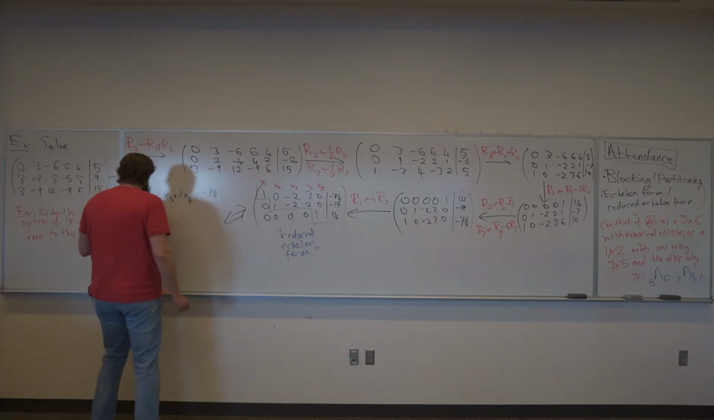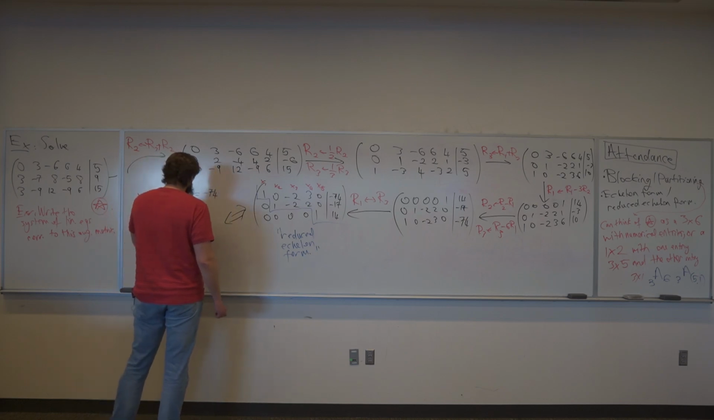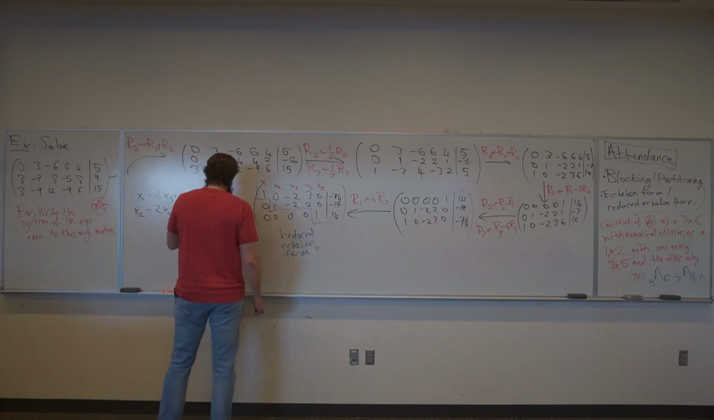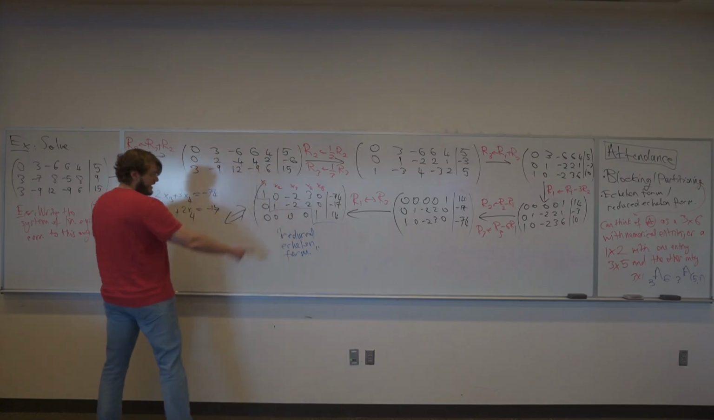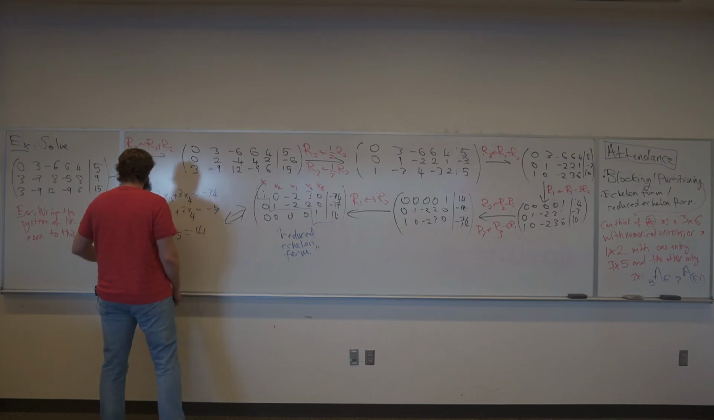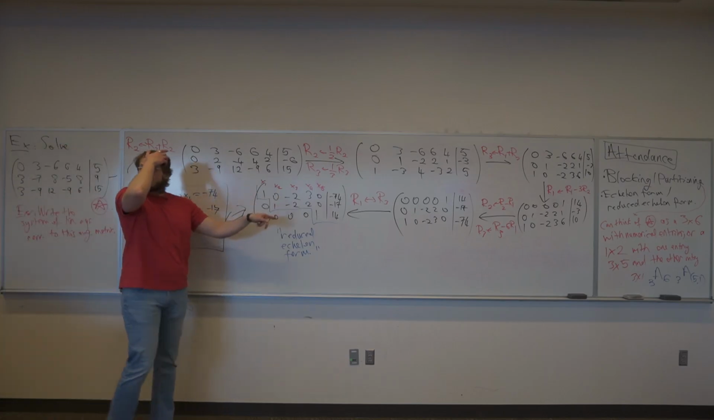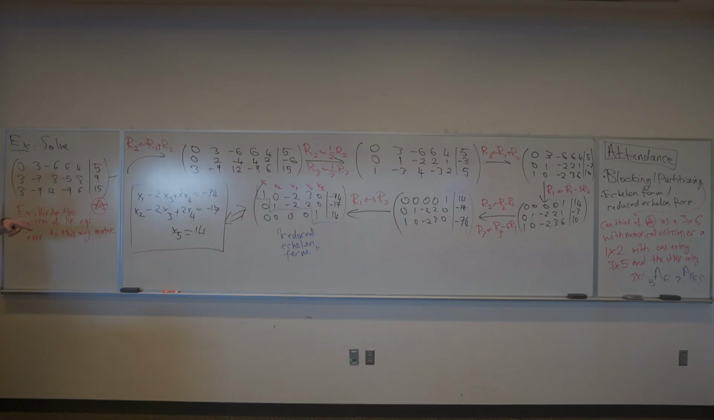Then I have x2 minus 2x3 plus 2x4 equals minus 17. And then I have x5 equals 14. Now, in terms of matrices, you cannot go any further. You cannot make it any simpler. Meaning, you cannot reduce this system any further than this.